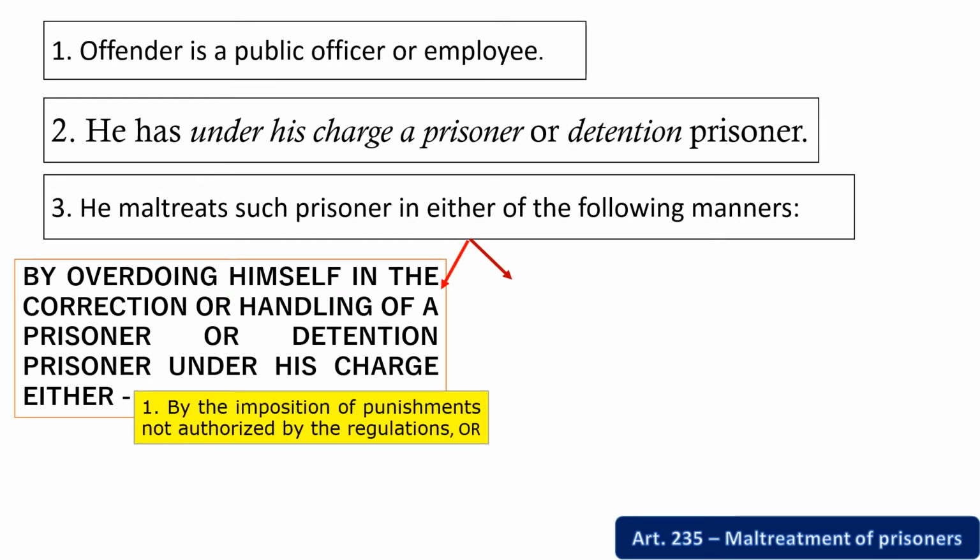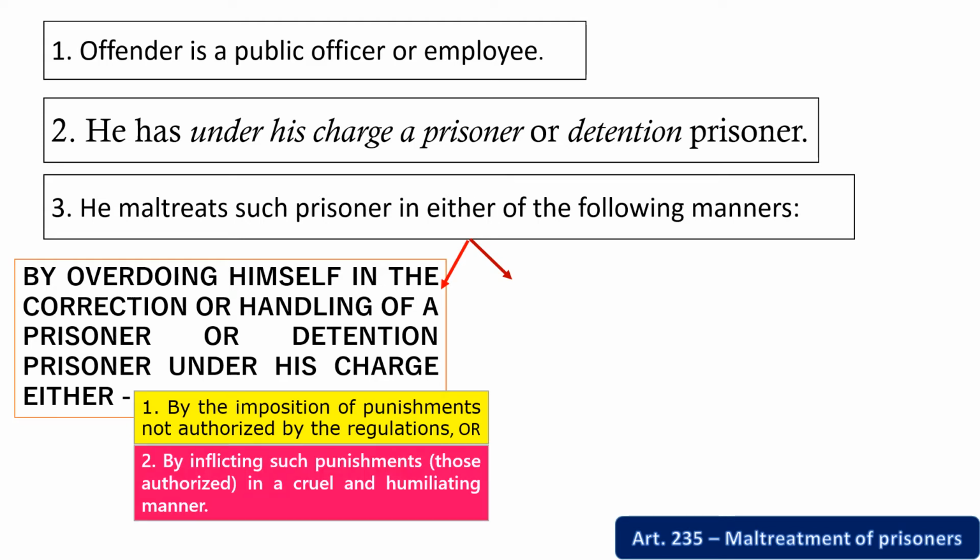Is first by the imposition of punishment, and that punishment is not authorized by the regulation, or second, the punishment is authorized but he inflicted it in a cruel and humiliating manner. Nangyayari ba to sa totoong buhay? Maybe. May mga naririnig tayong mga kwento na kung ang kinaso dun sa isang tao ay rape, lalo na kung ang ni-rape ay kanyang sariling anak, then may mga nangyayaring kababalaghan. Nakikita nyo to sa mga news at saka sa teleserye, sa movies, that's uso.